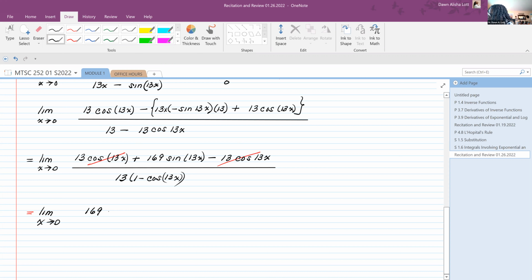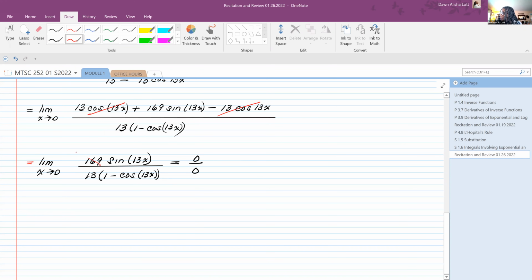Okay, times the sine of 13x divided by 13 times 1 minus the cosine of 13x. And that gives you 0 over 0 again. You see that? Did you get that part? Yeah, I had to do it twice. Okay, so then these divide out and just give you 13.